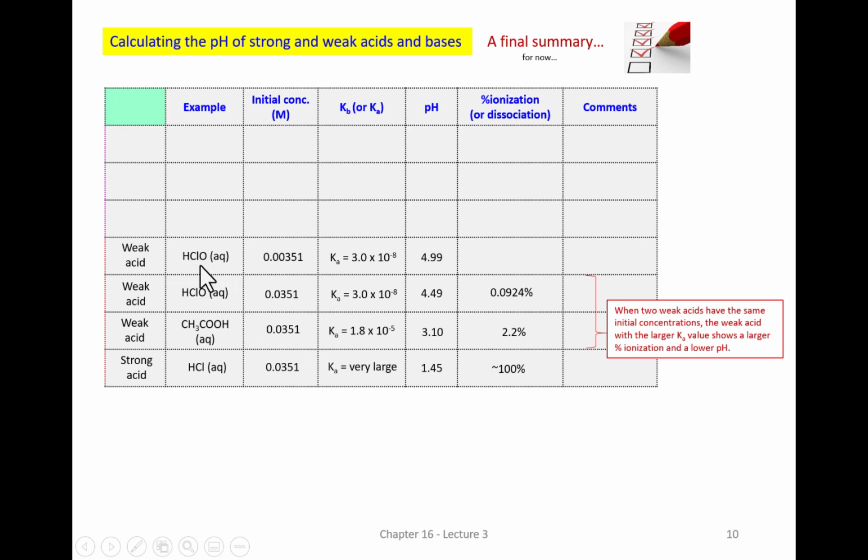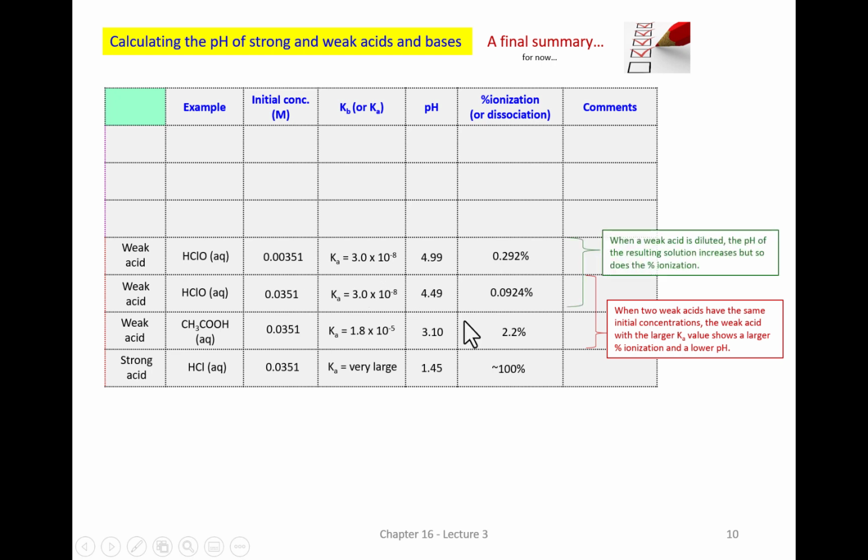Now we also looked at hypochlorous acid at a concentration that's 10 times smaller than it was in our first example. Of course, we're still dealing with hypochlorous acid, so the Ka is the same, but the pH is now higher, still acidic, but it's not as acidic as the larger concentration of hypochlorous acid. That makes sense. Oddly, the percent ionization is higher than the larger concentration of hypochlorous acid.